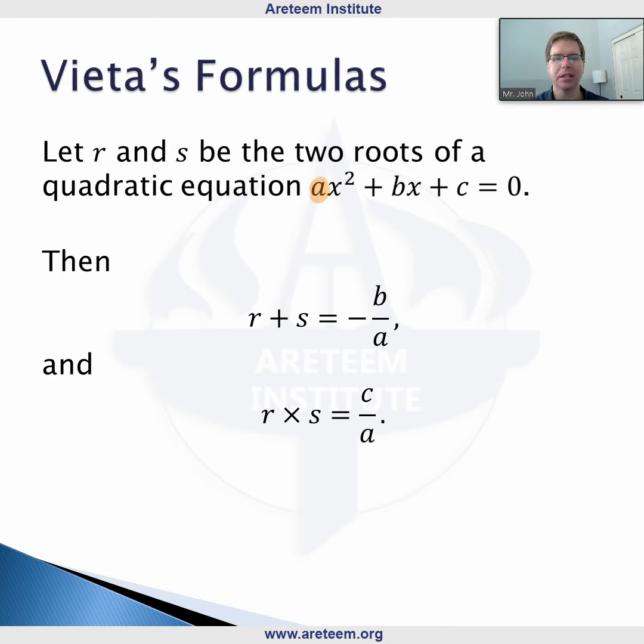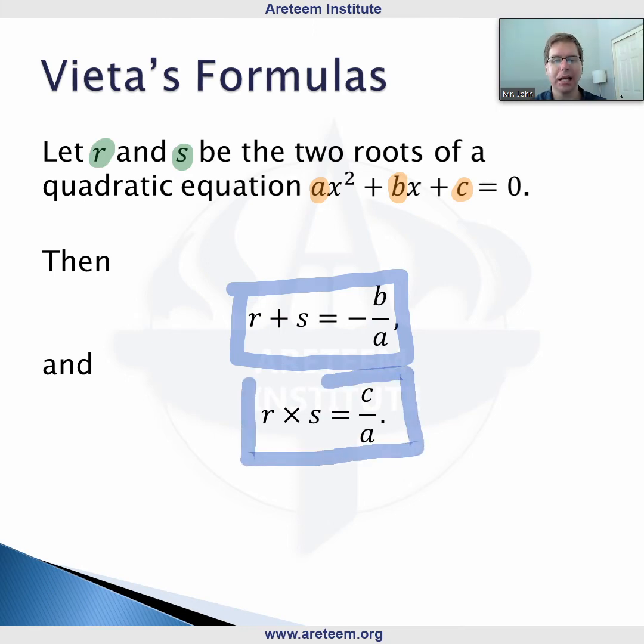So if you focus on a, b, and c, these coefficients, we have our two roots of the equation, r and s. And these things are pretty easy to prove using the quadratic formula. If you add up the two roots, r plus s, you get negative b over a. And if you multiply the two roots, r times s, you get c over a. So you can just write this out using the quadratic formula, add them together, negative b over a, multiply them, you get c over a.